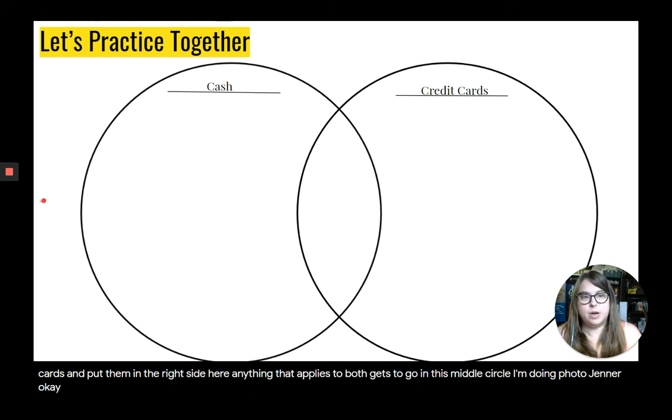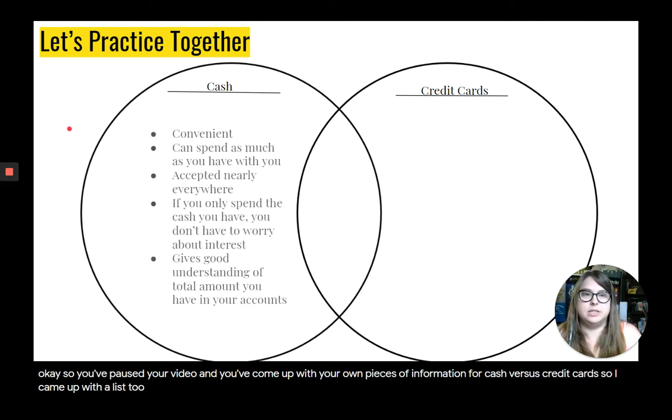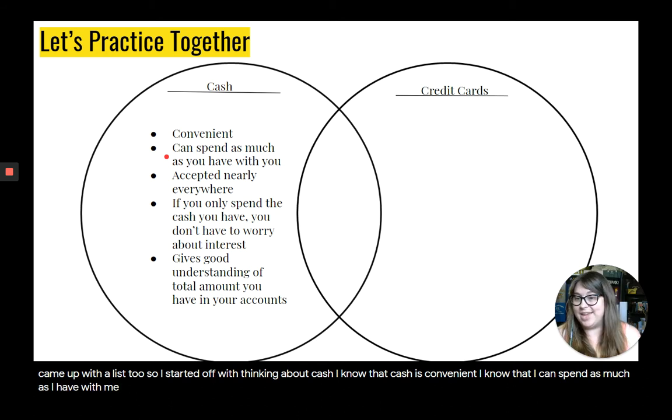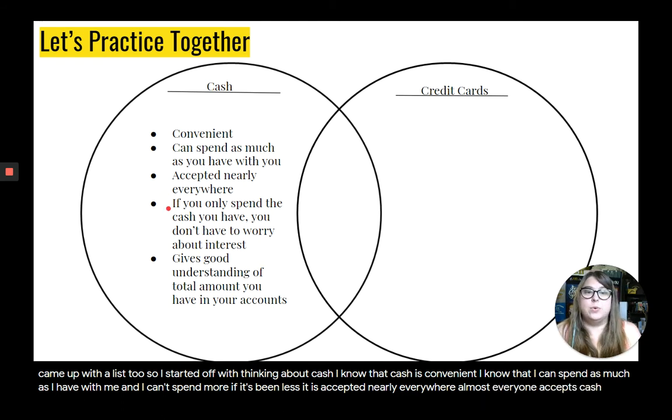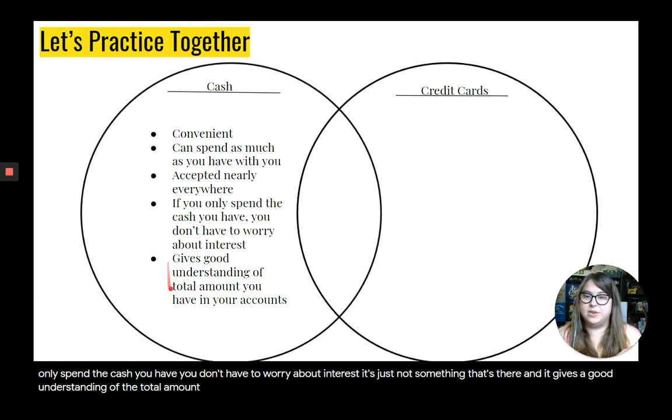Okay, so you've paused your video and you've come up with your own pieces of information for cash versus credit cards. So I came up with a list too. So I started off with thinking about cash. I know that cash is convenient. I know that I can spend as much as I have with me. I can't spend more, I can't spend less. It is accepted nearly everywhere. Almost everyone accepts cash. If you only spend the cash you have, you don't have to worry about interest. It's just not something that's there. And it gives a good understanding of the total amount that you have in your accounts if you're pulling only from cash.